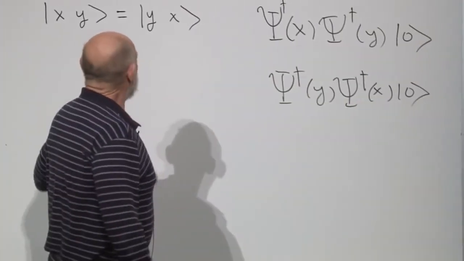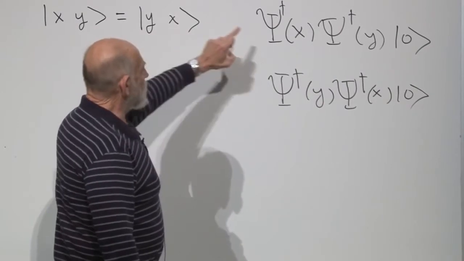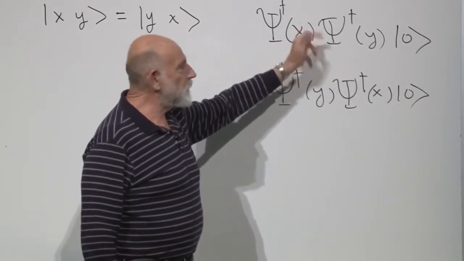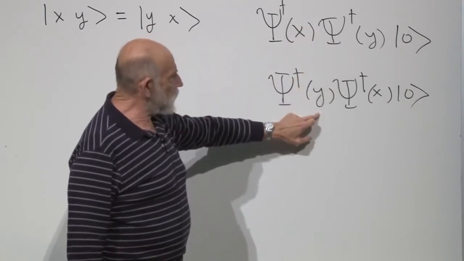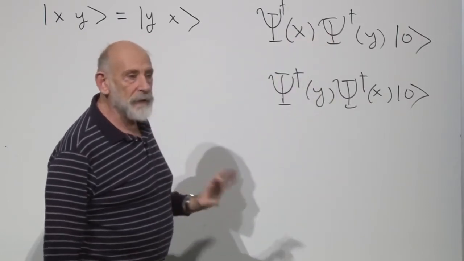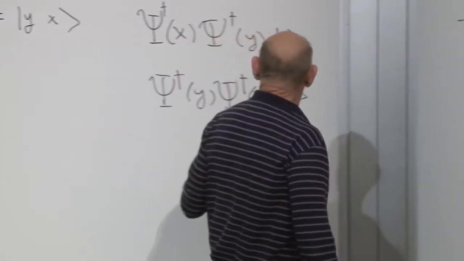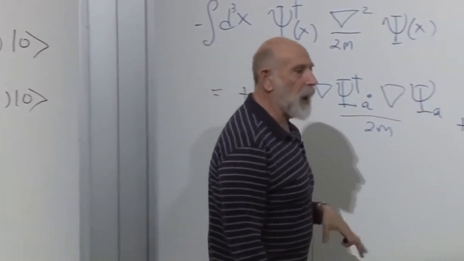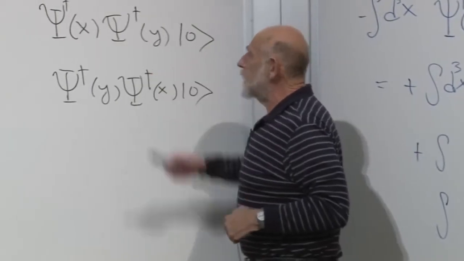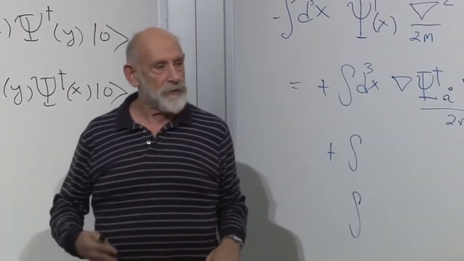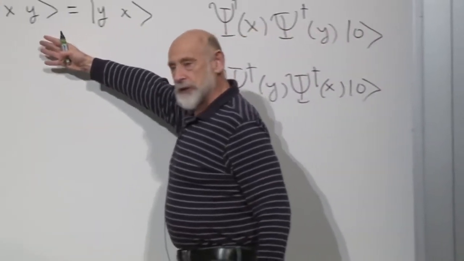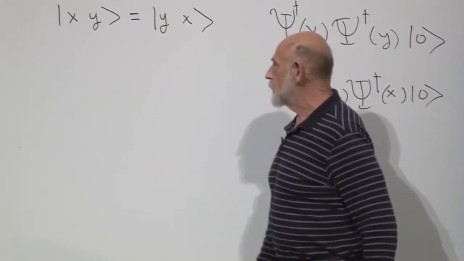Good. Now, why is this true? It's true because the psi's commute with each other. You can interchange them. This and this are related very simply by interchanging the two operators here. And if they commute, that just says that psi dagger of x times psi dagger of y is the same as psi dagger of y times psi dagger of x. And so it's guaranteed that with the objects and the theories that we've been making up till now, they satisfy this kind of Bose statistics, this kind of boson rules.